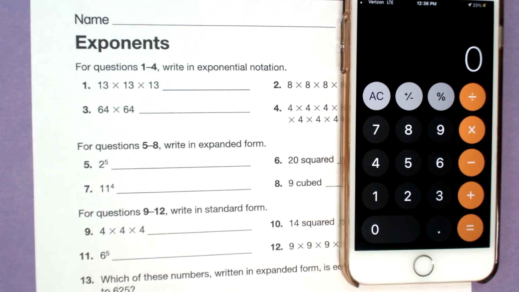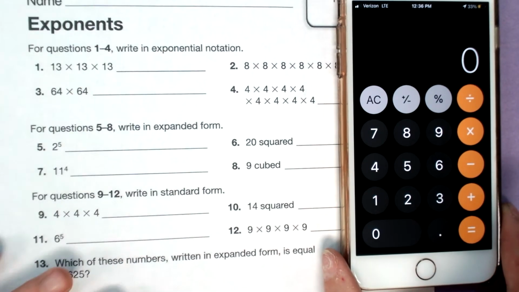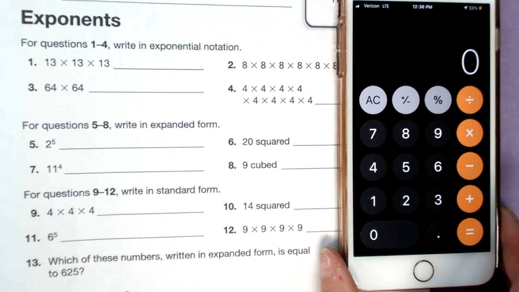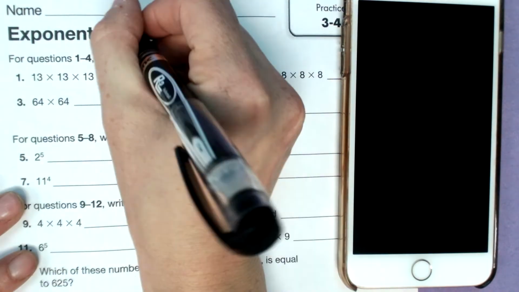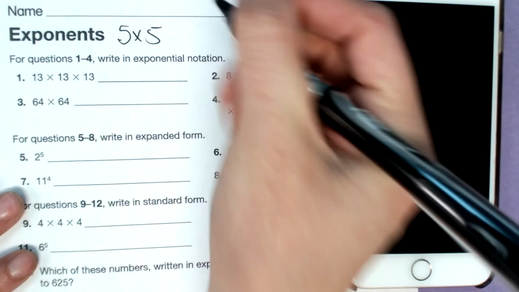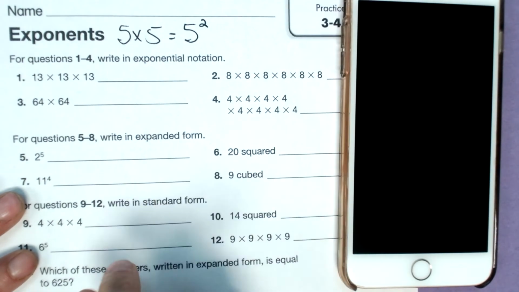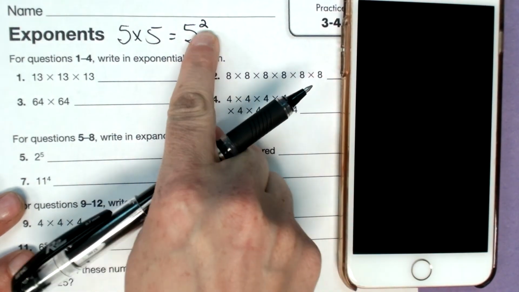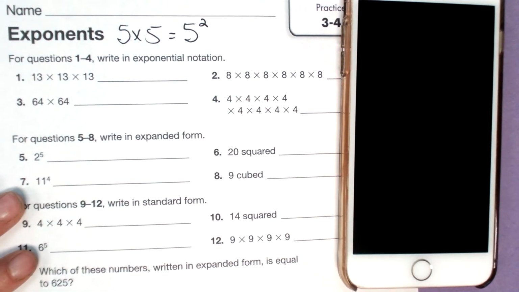Now with Exponents, we're going to be looking at it in greater detail. You had a little bit of Exponents in fourth grade, but when we're looking at Exponents, it's like when you have that little number at the top. So let's say I have five times five, that would be 5 to the power of 2. So your exponent notation is going to be that small number there at the top. So I'm going to show you some examples and hopefully we get used to it.